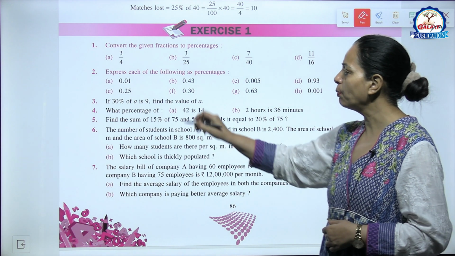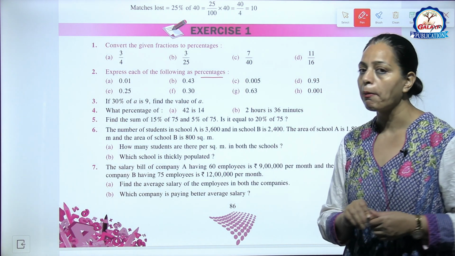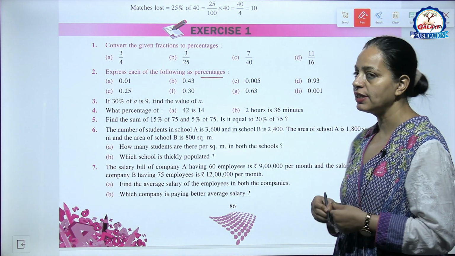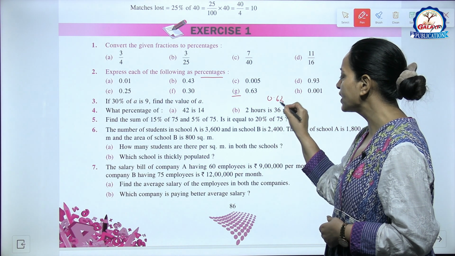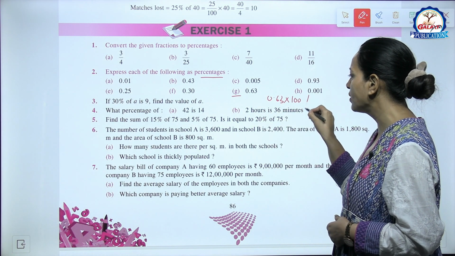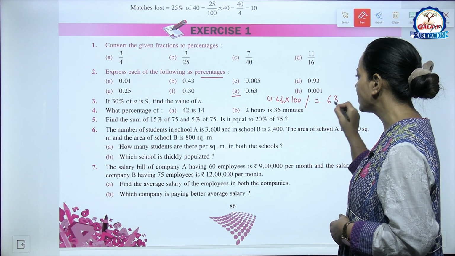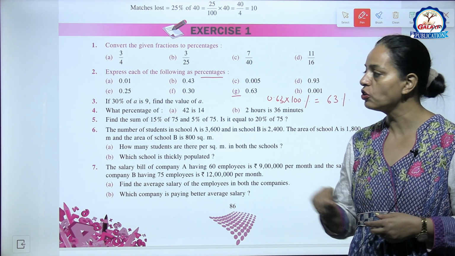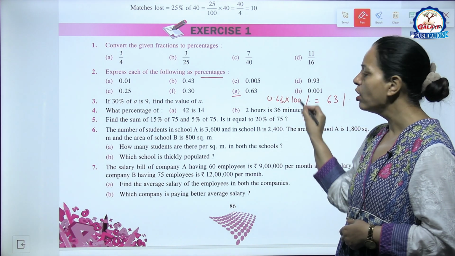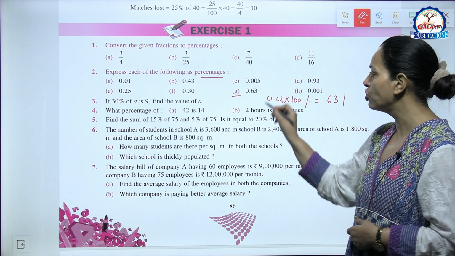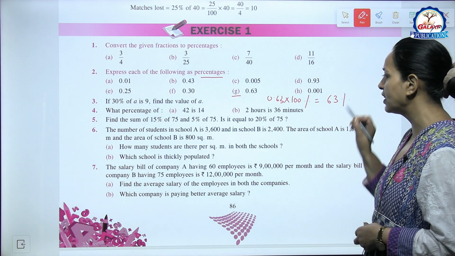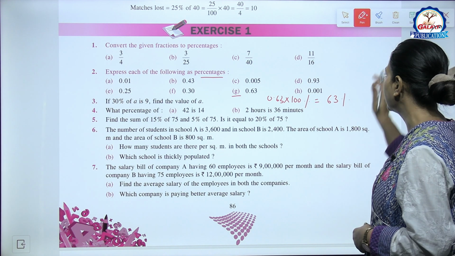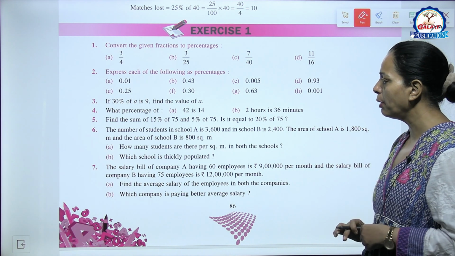Question number 2, express each of the following as a percentage, that is, multiply by 100. Like G part, 0.63 into 100%. Answer is 63%. Because whenever we multiply a decimal number by 100, we shift the decimal towards the right after 2 digits. So the answer is 63%. Similarly, you can try the remaining parts.